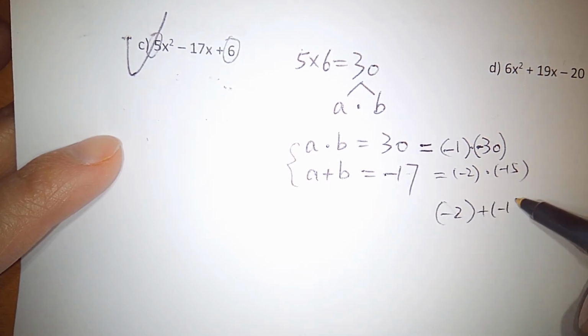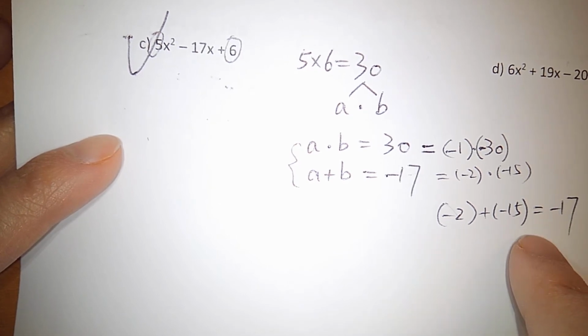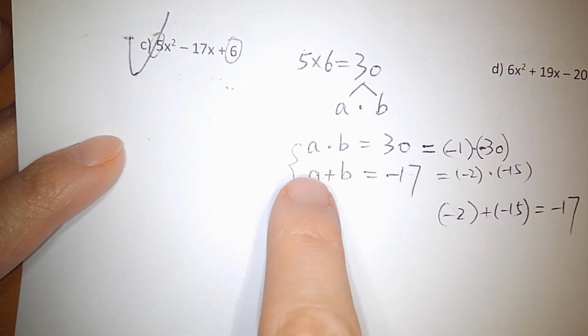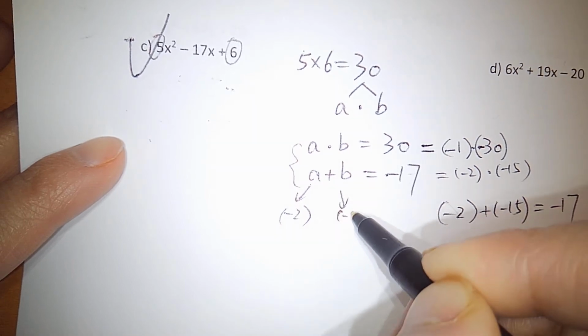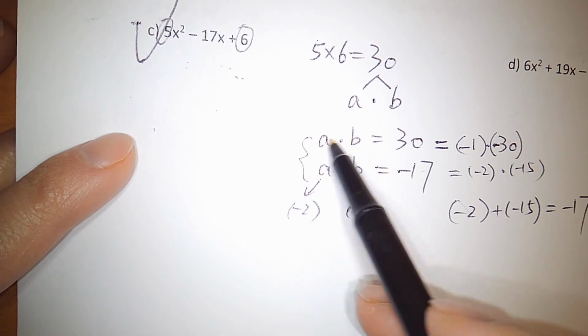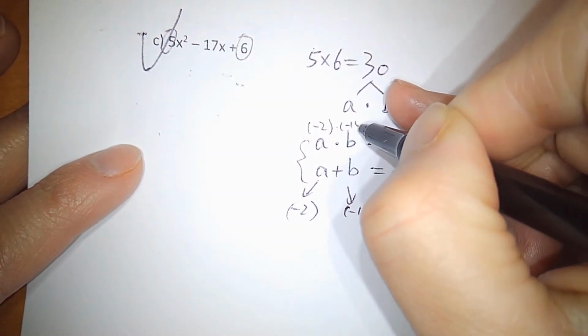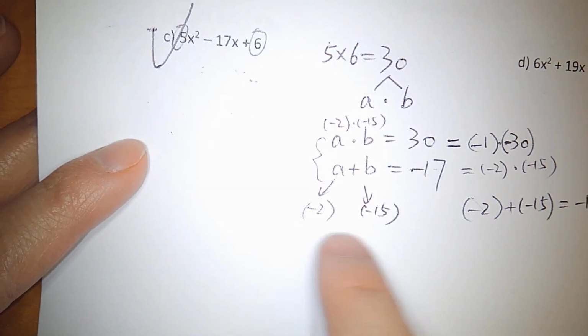Negative 2 plus negative 15 equals negative 17, yes or no? Yes. Oh wait, I'm sorry, why? It's not the... no! I thought it was multiplication. So we found out the A and B, they are what? Negative 2 and negative 15. They satisfy sum equals negative 17 and product equals what? 30, right? So negative 2 times negative 15 equals what? Positive 30. So these two are the two factors we found out, right?